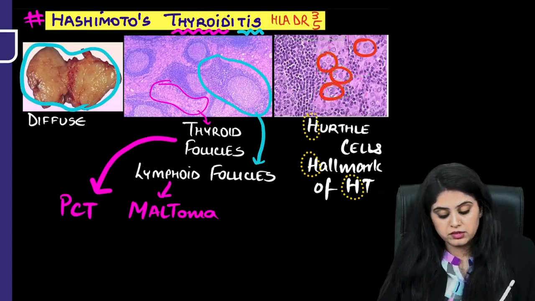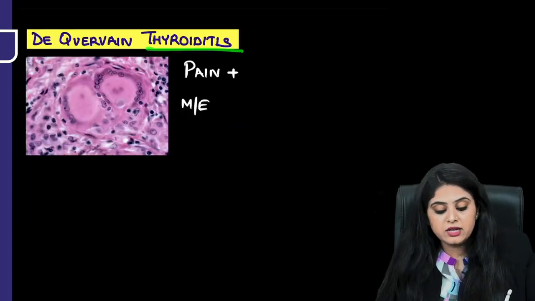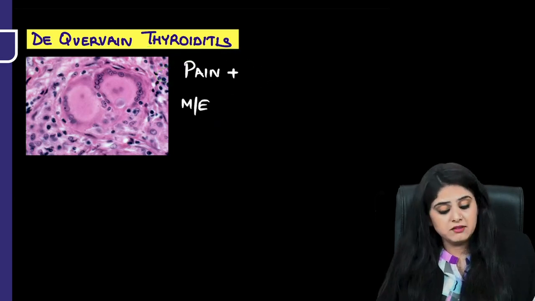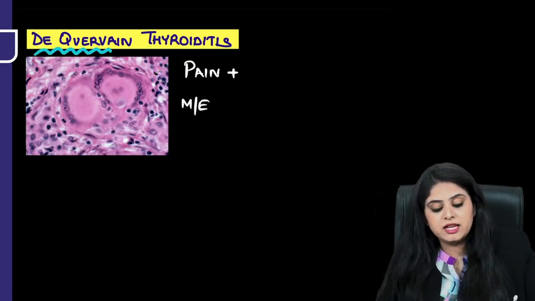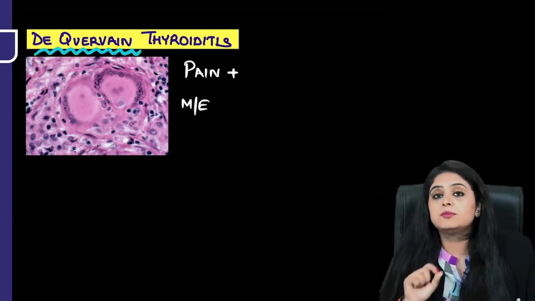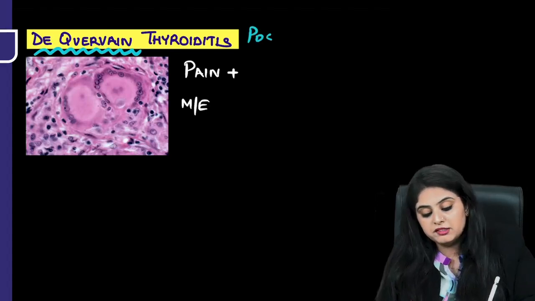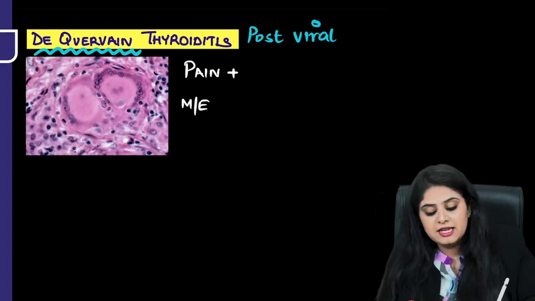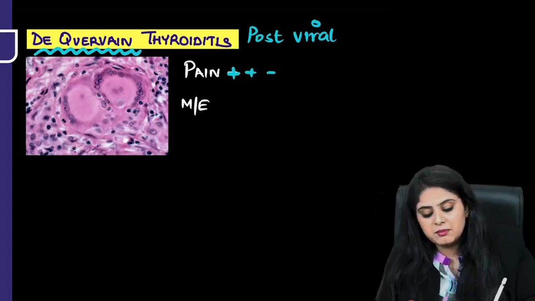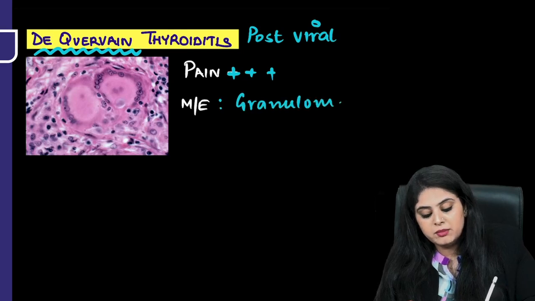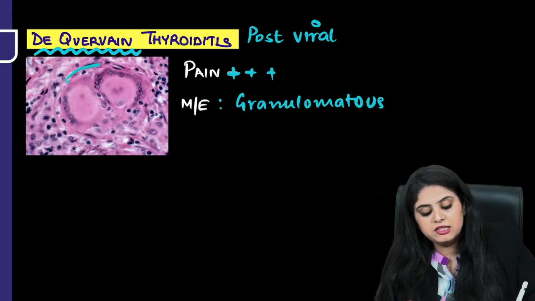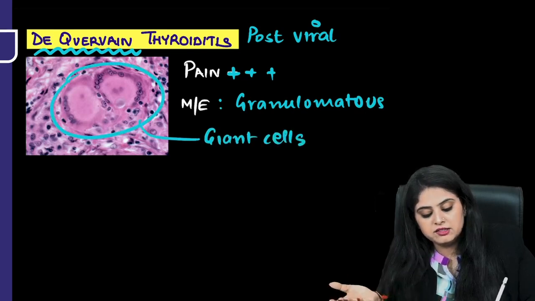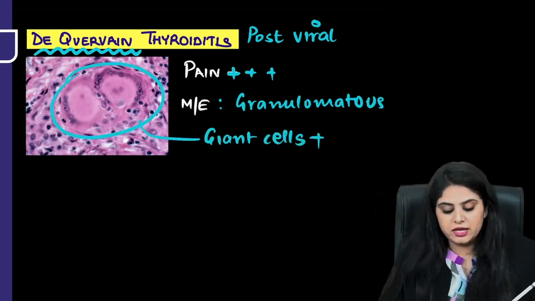This was Hashimoto's. The next one, the only thyroiditis which is going to be a painful thyroid is De Quervain thyroiditis. Patient always comes to you with pain. I hope you remember this is associated with some kind of viral infection. Post-viral it happens and there is too much of pain that my patient will say. But do you know what is the other name for it? It is granulomatous thyroiditis, which tells you I'm seeing giant cells. Tabhi to I'm seeing giant cells because it is a granulomatous condition, that is de Quervain thyroiditis.